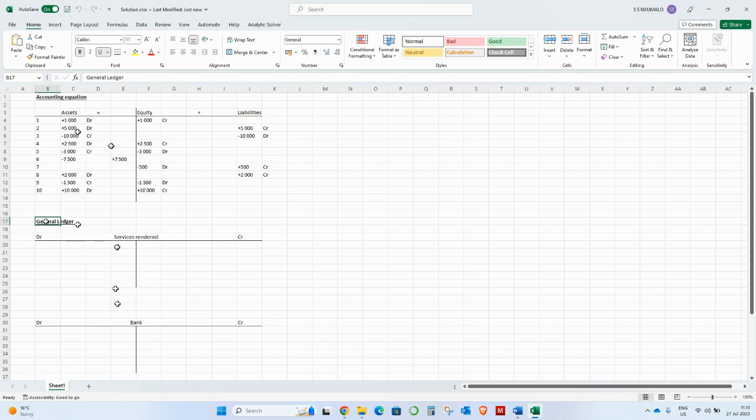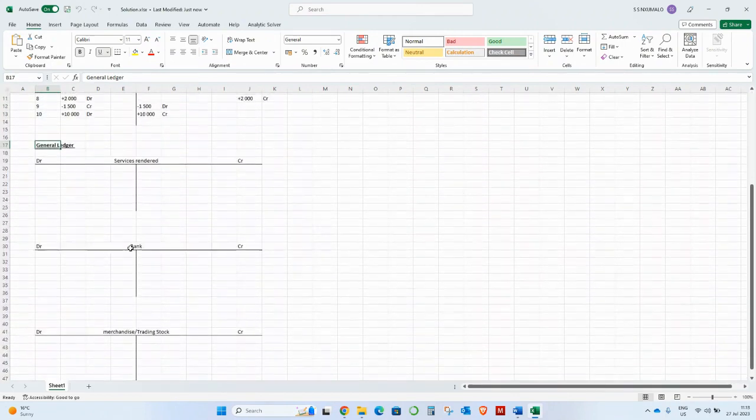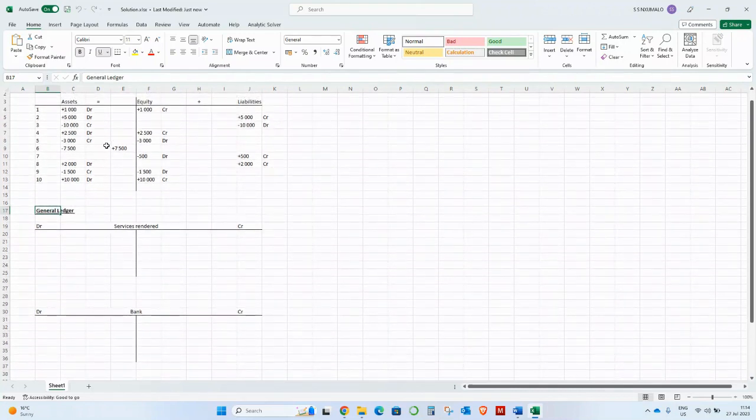This is the general ledger. In the general ledger, each account will have its own account, and then you record all the transactions that went into that account, and then you close it off. So there's the first transaction. If you remember, let me just go back.